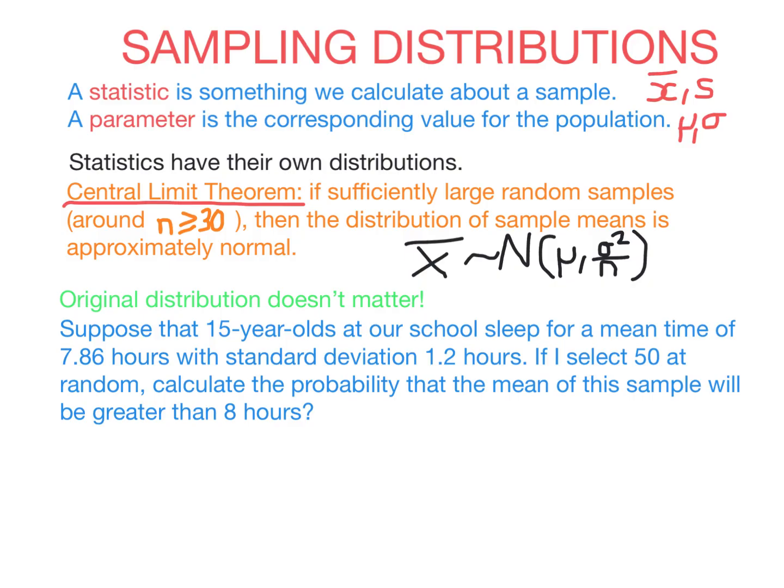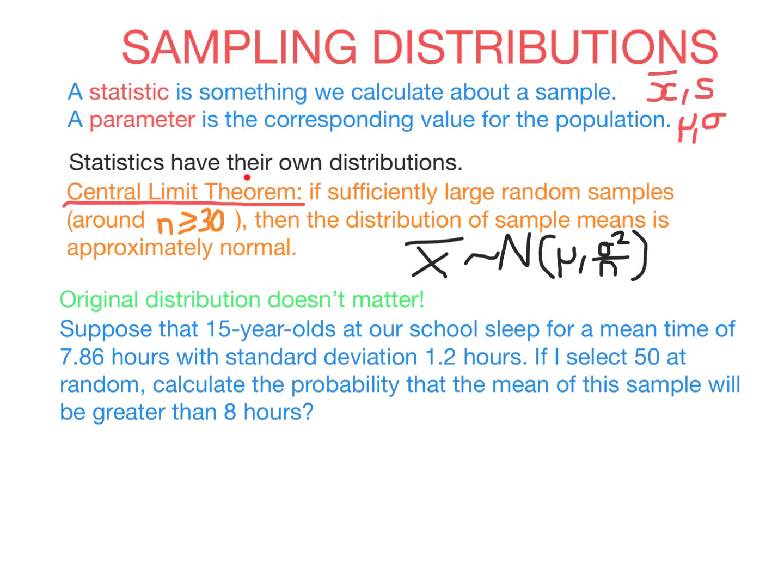Let's say, for example, I wanted to know about how many hours per night students study. This mu would be the mean of every student. X bar would be the mean of just some students. Sigma is the standard deviation of all the students, and S is the standard deviation of just some of the students. Of course, I might only take a sample because it would be very time consuming to ask every single student how many hours a week they spend on homework.